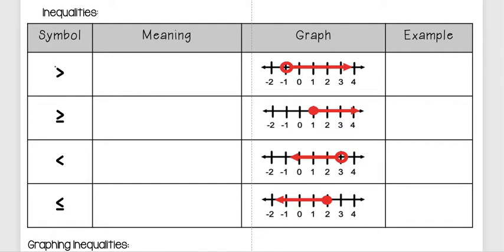So this first one, this symbol, just means greater than. An example of that would be this graph here. I see I have an open circle here, and I'm pointing to everything bigger than -1. The important thing to note here is that it's an open circle, and I'll explain that in a minute.